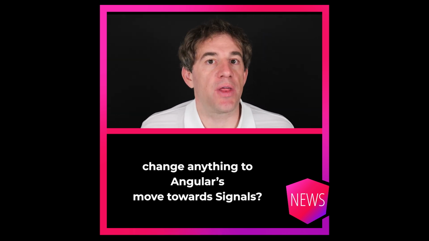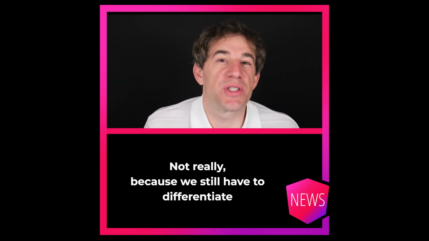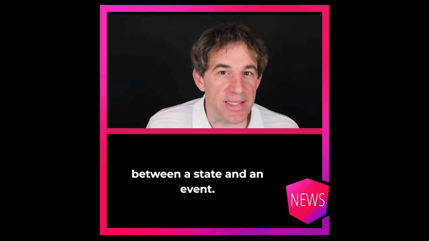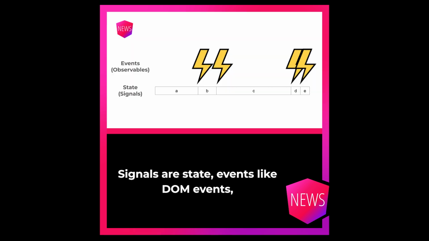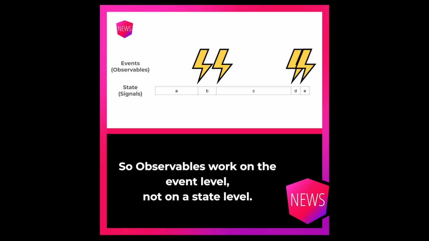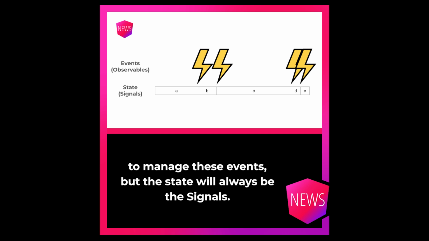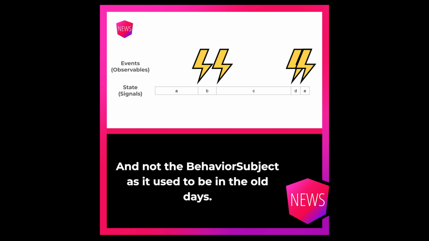Will this change anything to Angular's move towards signals? Not really, because we still have to differentiate between a state and an event. Signals are state. Events like DOM events or the ending of an asynchronous task will be the trigger for state changes. So observables work on the event level, not on a state level, and we can, if we want, use observables from RxJS to manage these events. But the state will always be the signals and not the BehaviorSubject as it used to be in the old days.